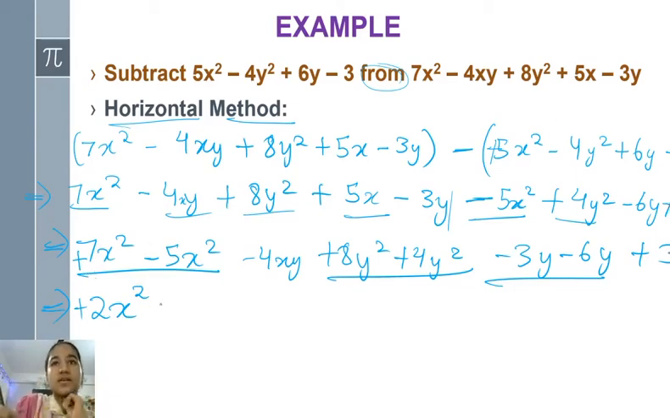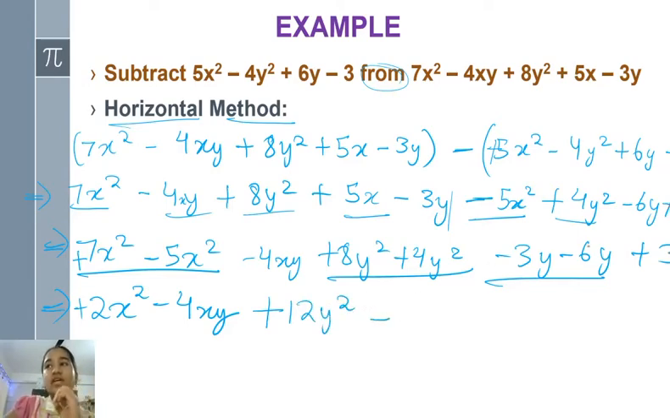Okay, next. Minus 4xy as it is, as I had told. Plus 8 and plus 4, same sign, so that sign itself: 8 plus 4 is 12y squared. Minus 3y and minus 6y, same sign, so minus itself. When you have the same signs, you add, whether it's minus or plus. What is the answer? It's minus 9y. And plus 3. Now you have to arrange this in its standard form. So you're going to arrange it this way.